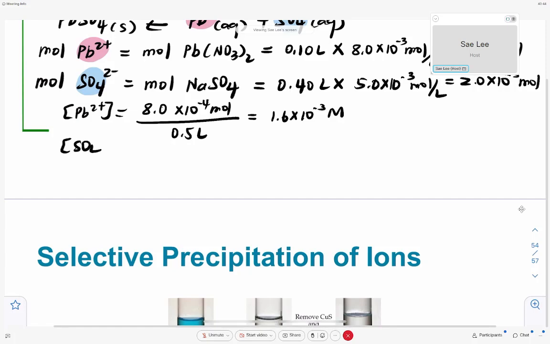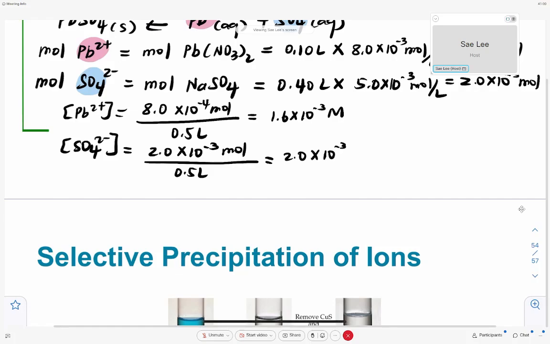As for the sulfate concentration, you have 2.0 times 10 to the negative 3 mole divided by total volume, which equals, oops, sorry, 4.0 times 10 to the negative 3 molar. Okay, so now you have the concentration of lead and the concentration of sulfate ions. We can finally calculate Q, the quotient. Okay, so the quotient is going to be.